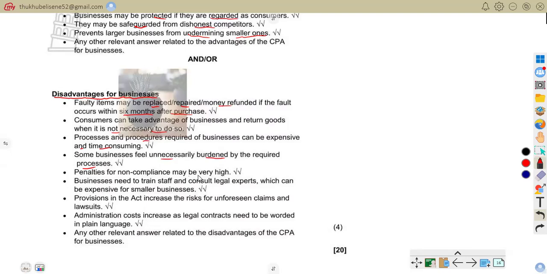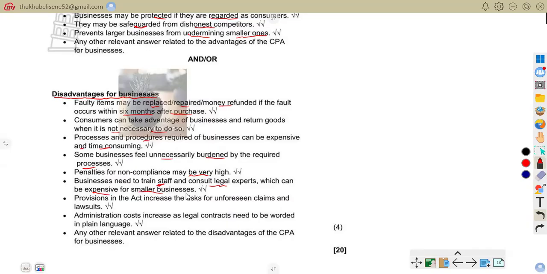Penalties for non-compliance may be very high. So here, high penalties for non-compliance. Business may face heavy fines. Business need to train staff and consult legal experts, which can be expensive for smaller business. So we're talking about training and legal consultation costs.